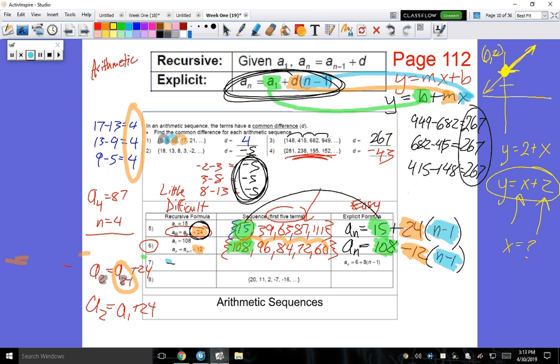So here, what would n minus 1 become to make this 0 out? Well, n would have to be 1. This is very important right now. If n is 1, then 1 minus 1 is 0. Negative 12 times 0 goes away, and it says a sub 1 is 108. Okay, that's huge right there. All right, let's do the next one.